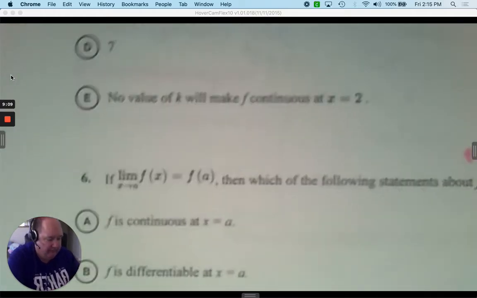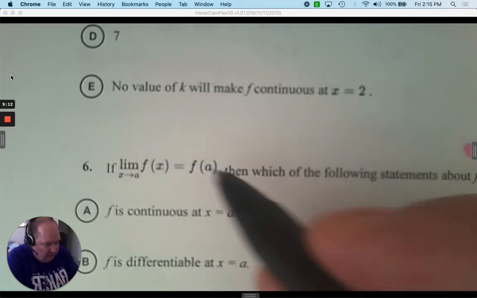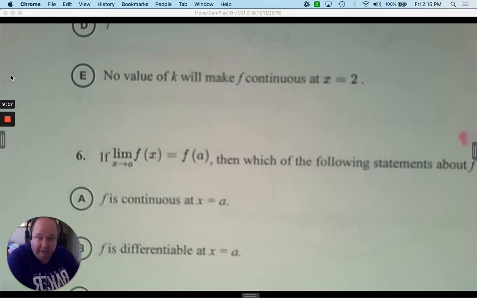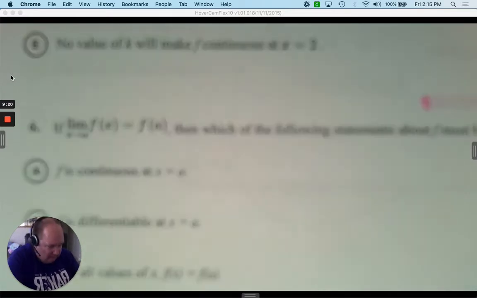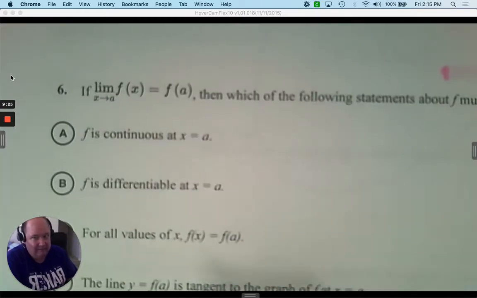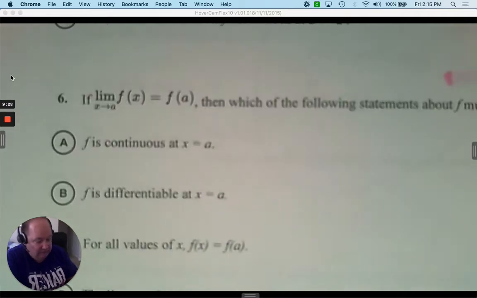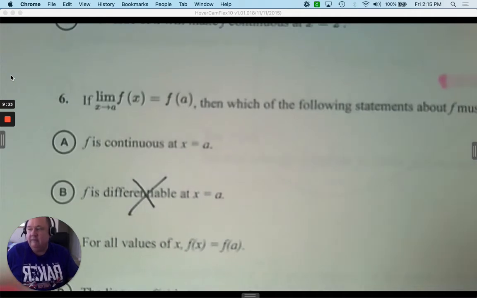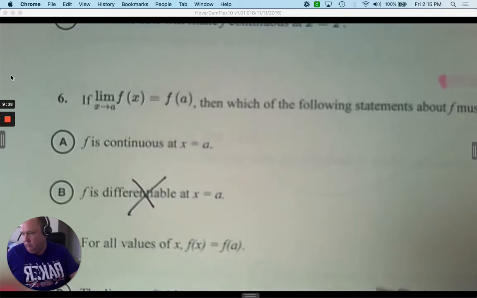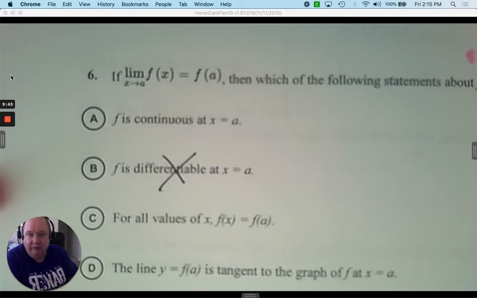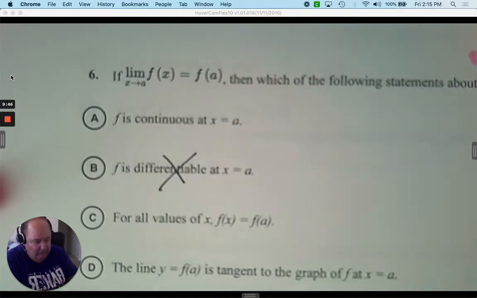Number 6. If the limit as x approaches a of f at x equals f at a, so if the limit equals what the function value is, then which of the statements must be true? Must it be continuous? I think it might be. Must it be differentiable? No. You could have a sharp corner or sharp turn. That would make it still continuous, but not differentiable. C, for all values of x, f at x equals f at a. No.